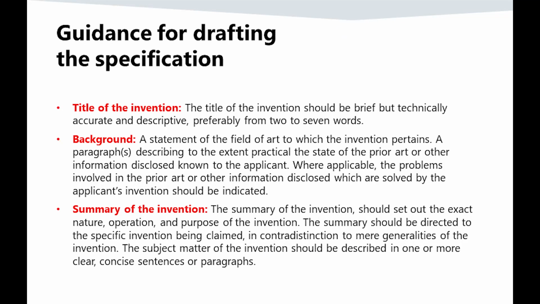The following is the guidance for drafting the specification or disclosure. It should be noted that this is only a guidance. The inventor is provided with wide latitude in drafting their specifications or disclosures. Let's begin. The title of the invention should be a brief but technically accurate and descriptive statement of the invention. The background should be a short paragraph or paragraphs describing the field of the invention, including the issues with the existing field and the improvement or the problem that the inventor is trying to solve or improve.